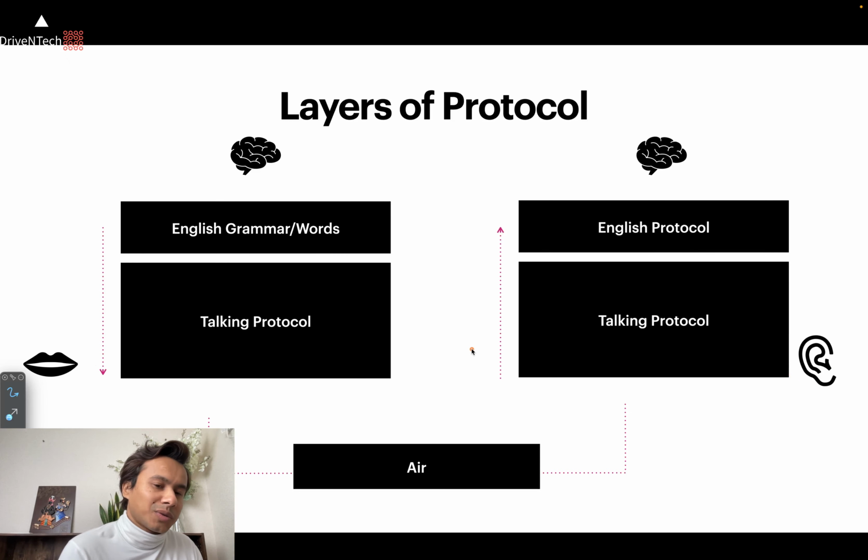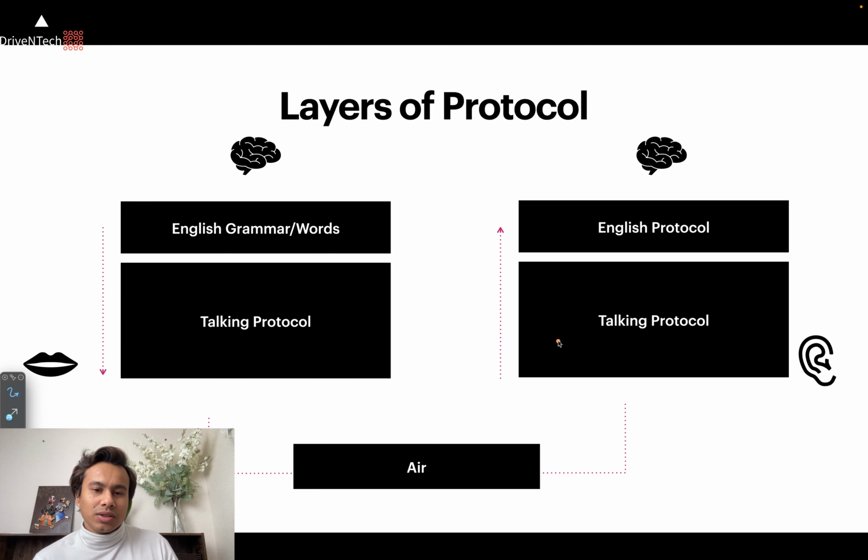If different sense organs are used, they both should still support the talking protocol, and they both should be in air. So you cannot talk to someone who is in space without any other means of communication. If you shout from here, and if this person is in space, the sound will not reach his or her ear. So this is the importance of the physical medium.